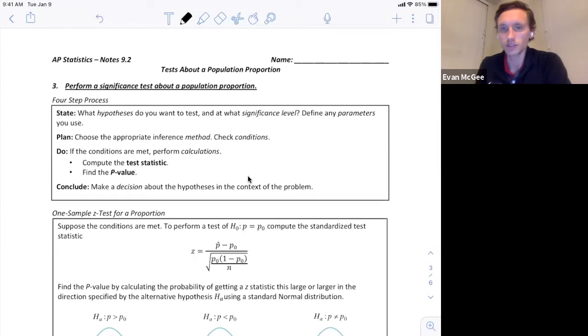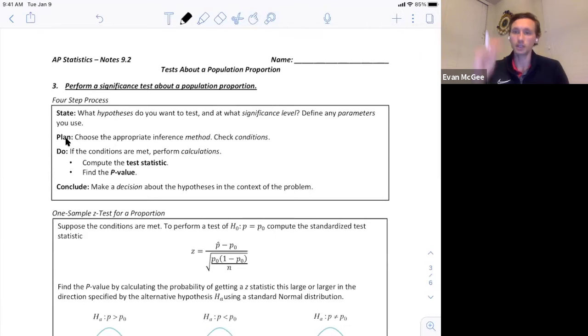The next objective is to actually perform a significance test about a population proportion. In the first objectives we looked at different parts of a significance test. But now when we are asked to run, conduct, or perform a significance test, we use the state, plan, do, conclude process. So the state is going to be our hypotheses, and we're defining the parameters of whatever it is that we're testing about.